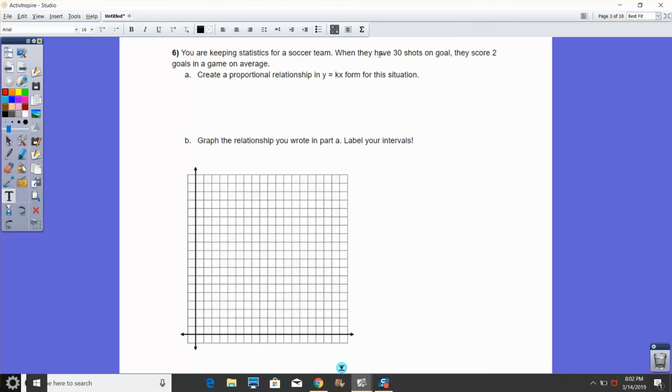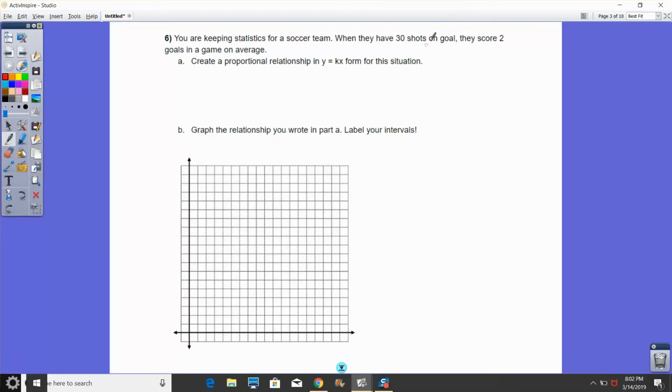So the way it's written, when we have 30 shots on goal, you would have 2 goals in the game on average. That means that our shots on goal is y, and our goals in the game on average is actually our x. So that means that we're going to have 30 shots on goal for every 2 goals that we score. So y is like that. Basically, that means our proportional relationship is going to be, since k equals y over x, 30 for the y. There you go.